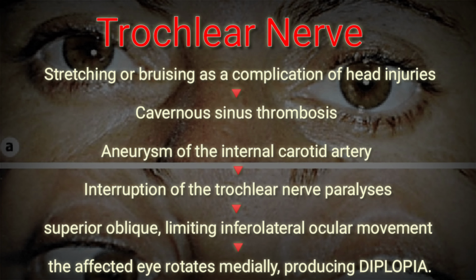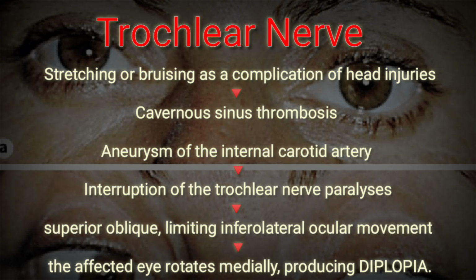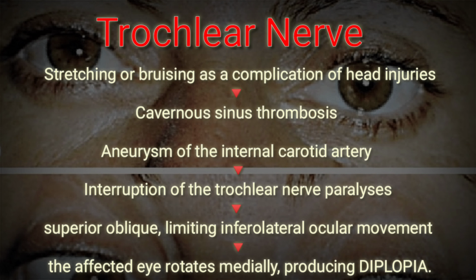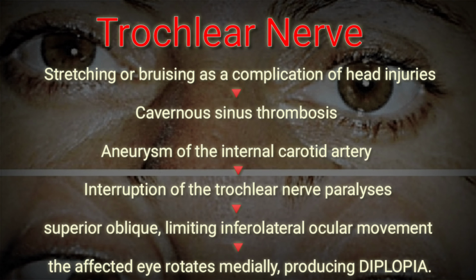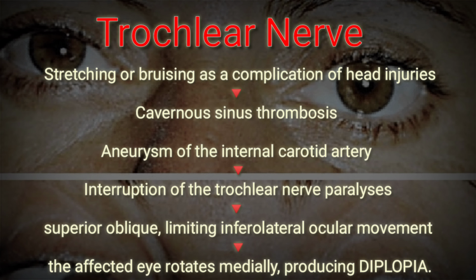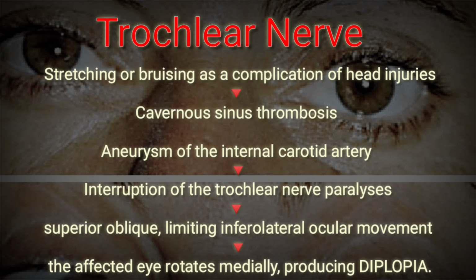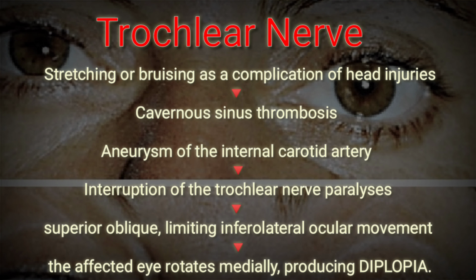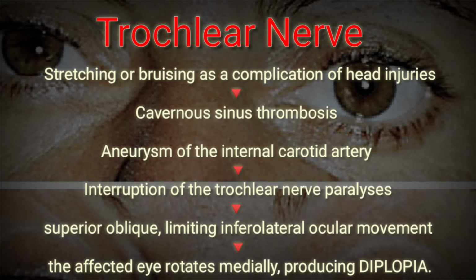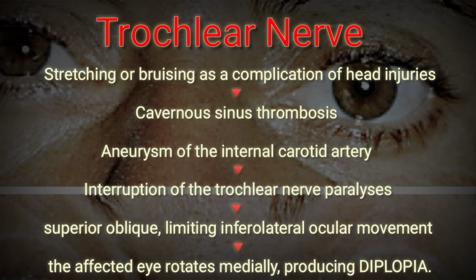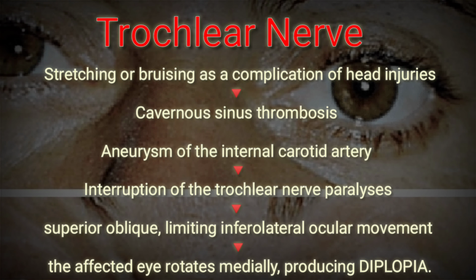The next one is trochlear nerve and the applied anatomy. The conditions most commonly affecting the trochlear nerve include stretching or bruising as a complication of head injuries, cavernous sinus thrombosis, and aneurysm of the internal carotid artery. As a result of such injuries, interruption of the trochlear nerve paralyzes the superior oblique, limiting the inferolateral ocular movement. The affected eye rotates medially, producing diplopia.